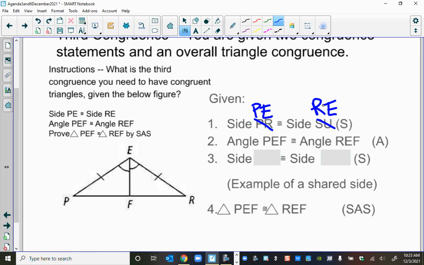So this might be a problem where you have to break it down. You might have to break this one down into two smaller triangles. Now the goal is we want our side angle side. So, well, what's given to us first? If you want to break it down, you can.